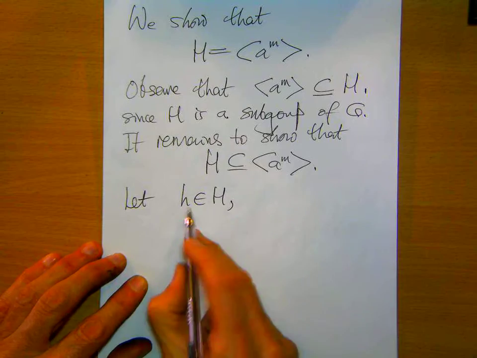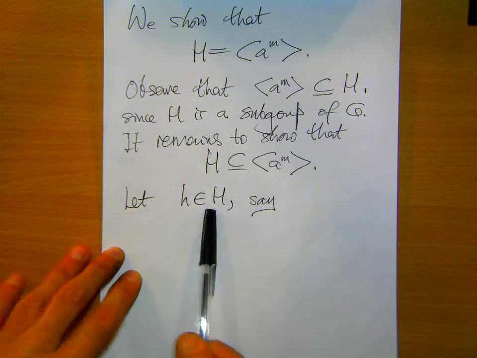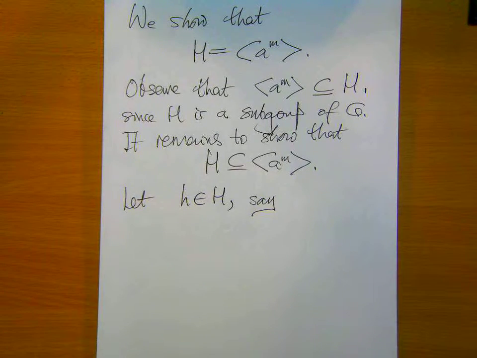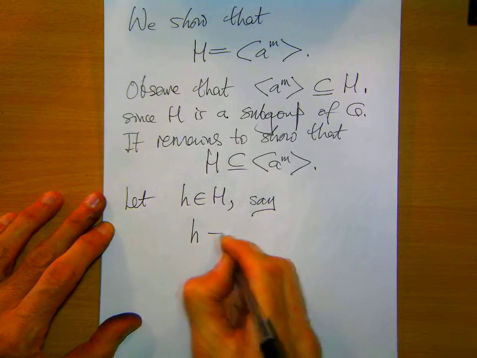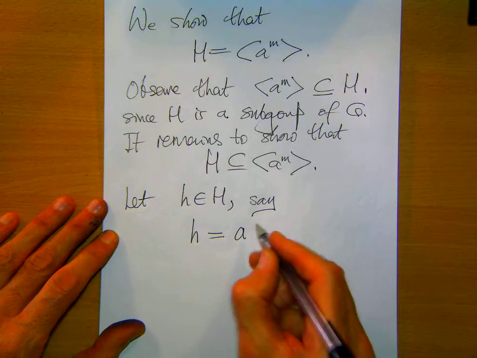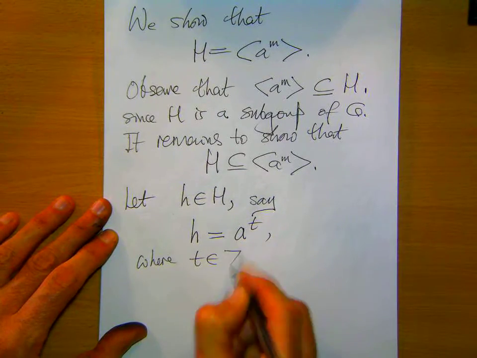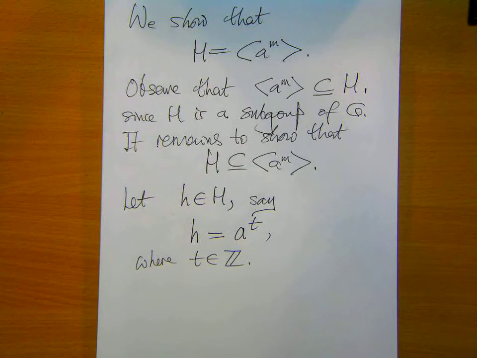Well, little h is in big H, but every element of H is some power of a, because every element of the whole group is some power of a. So I'm going to write a as, say, try and use some different letters, say t. Every element of the big group G is a power of a, so little h is certainly a power of a. So I'll call it a to the t.